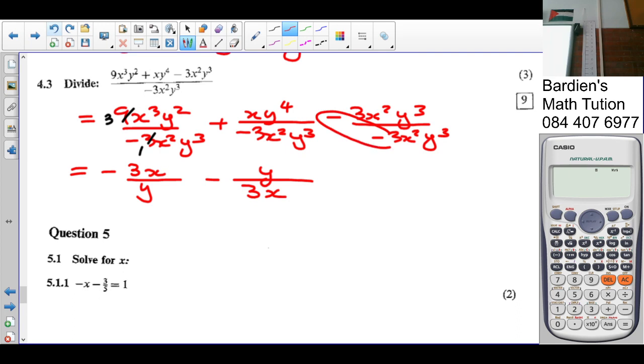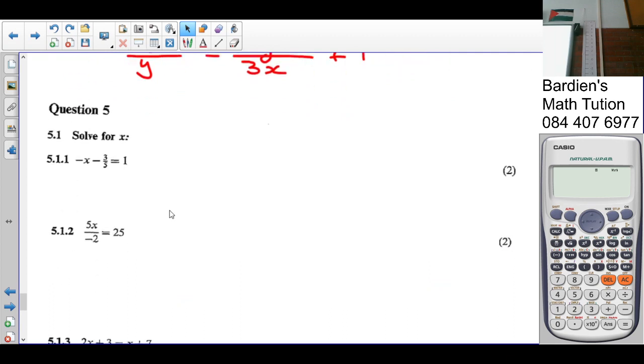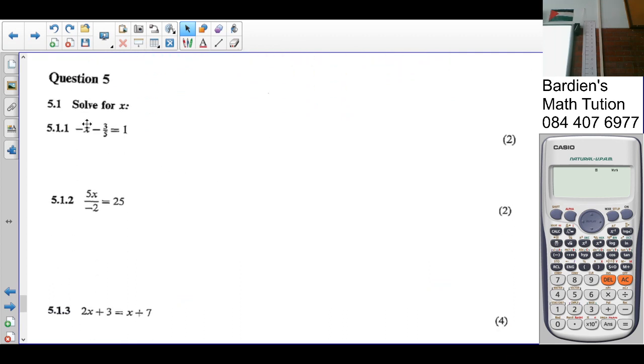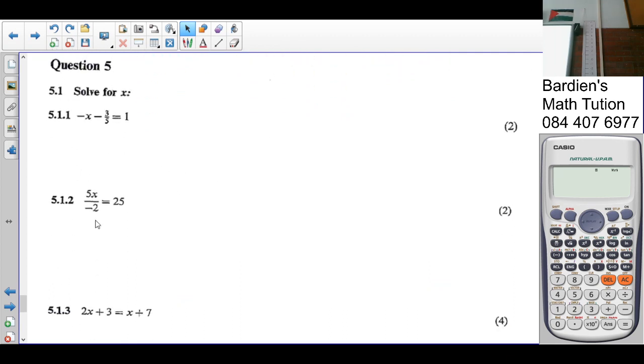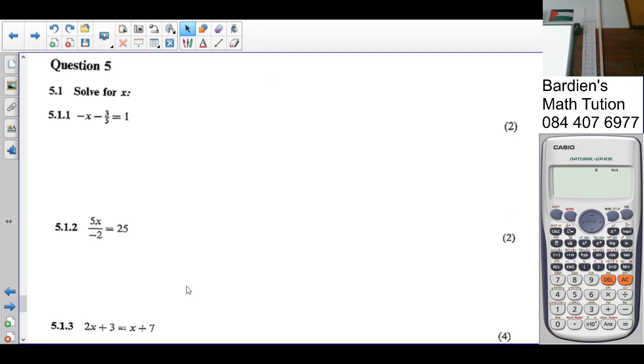What's negative divided by negative? Positive. 3 cancels 3. X squared cancels x. 1. Don't get upset that the sums are so easy. And then you guys are saying, why must it be so easy? Am I right? Yes.